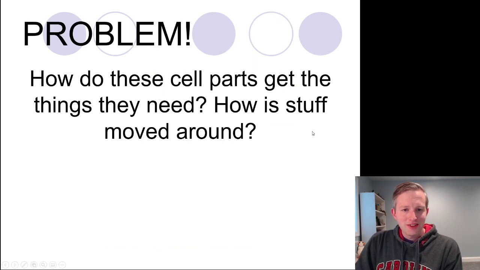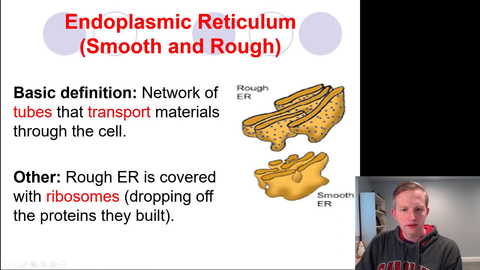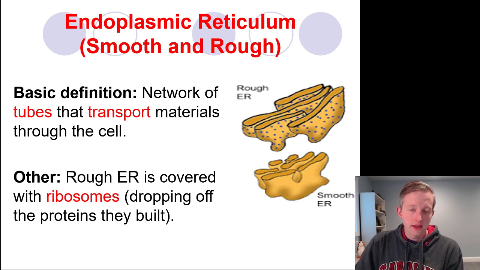Next question, how do these cell parts get the things they need? How is stuff actually moved around? So we said that everything's sort of just suspended in this jelly-like cytoplasm, but you want to be able to move these proteins and things throughout the cell, and that's accomplished with the help of something called the endoplasmic reticulum. And as long as you write the word endoplasmic reticulum at least once in your life, I'm okay with you from now on referring to it as ER instead. Although it sounds pretty awesome to say endoplasmic reticulum in my opinion.